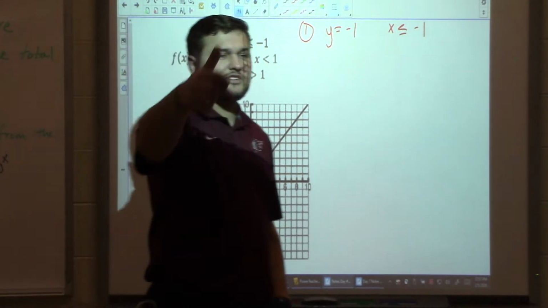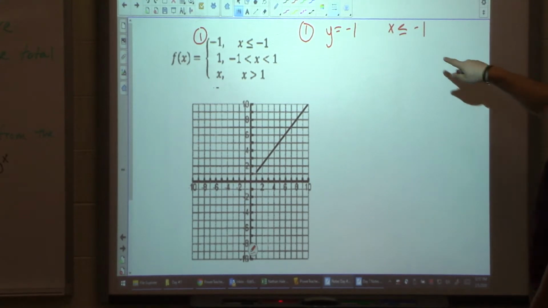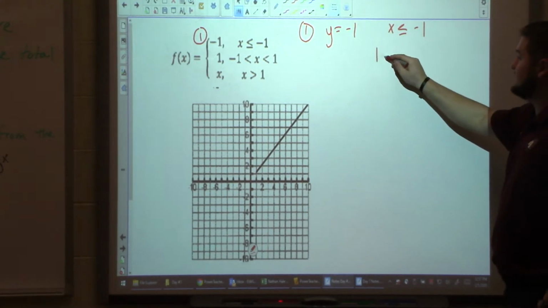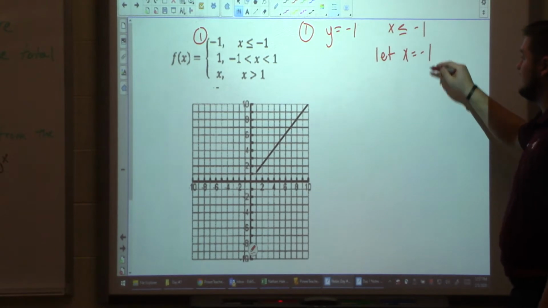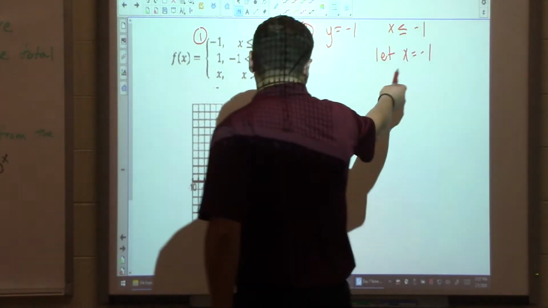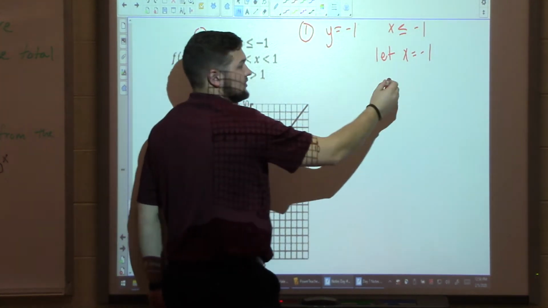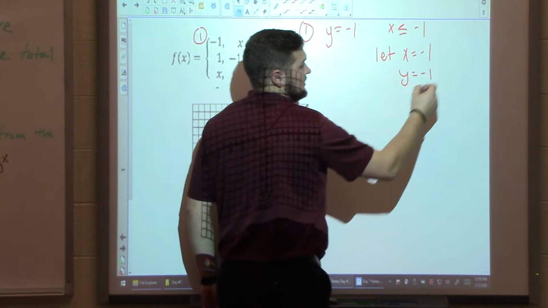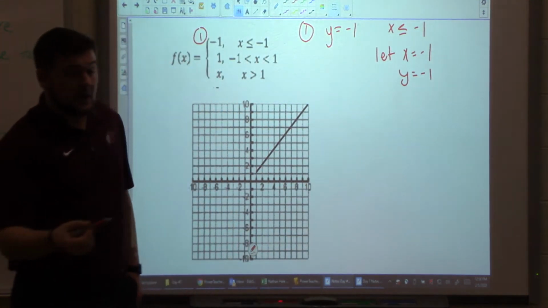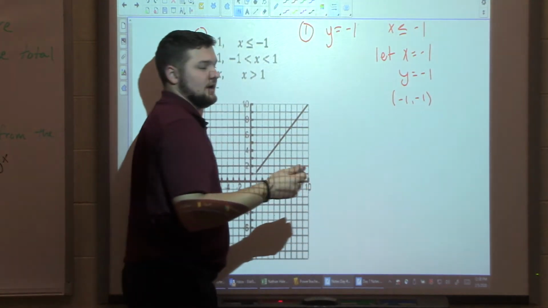So the first thing I'm going to do is I'm going to take my endpoint. What is my x value for my endpoint going to be? X equals -1. So that's the first thing I'm going to do. I'm going to let x equal -1. When I do that, I'm going to plug it into the equation. Is there anywhere to plug it in up here? No. No, so y is just going to equal -1. So now I'm going to have an endpoint at -1, -1.